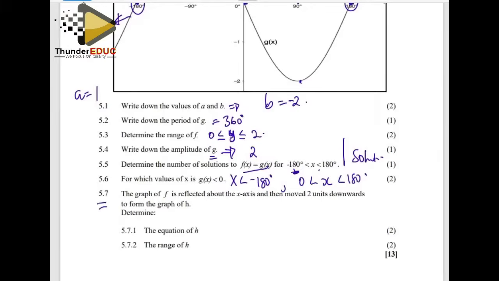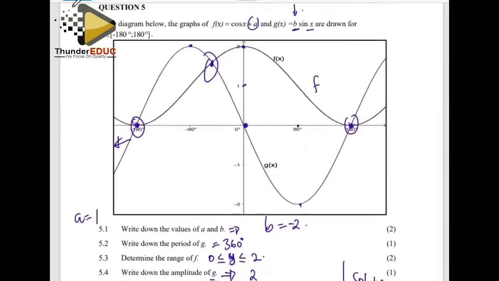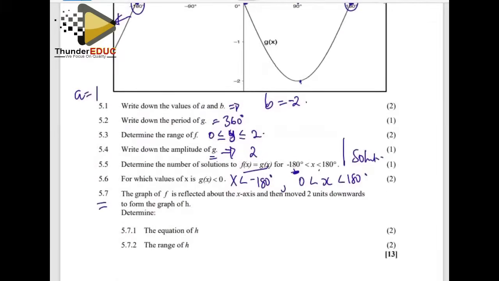Then 5.7, the graph f is reflected above the x-axis, and then moved 2 units downwards, determine the equation of h. We're reflecting the cos graph, meaning that we're going to end up having the negative cos of x. Since the shift was a +1, now it's going to be a -1, and then we're moving it 2 units downwards. So the final value should be negative cos x -3. So that's our h of x.